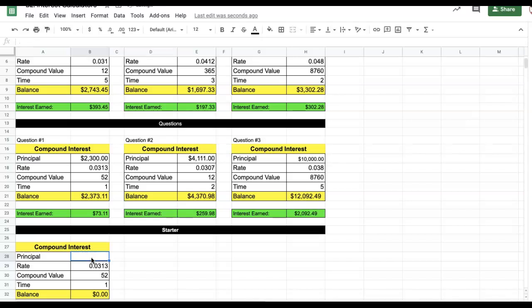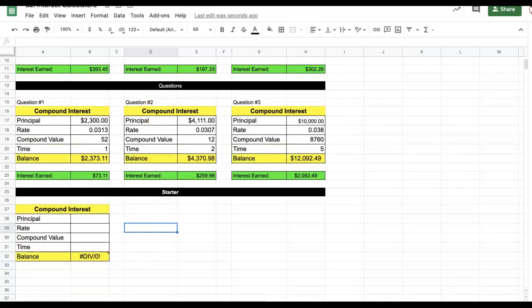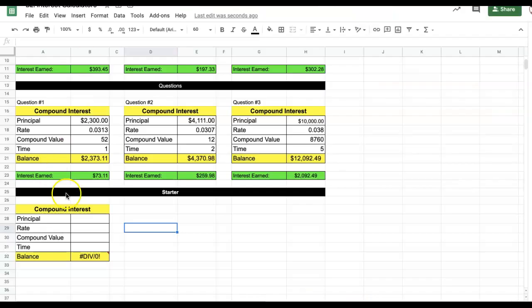But I have to then go back and delete the information in there, but not this cell. Do not delete what is in B32 because that's our important formula. We don't want to type that again. Okay, so, but these are blank. Because what we're going to do is go back and look at this information that we wanted to use, 2,350 at 3.1% for 5 years.